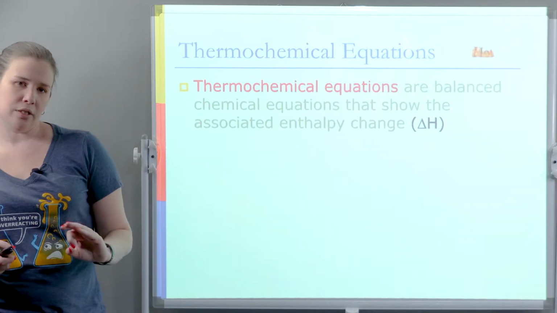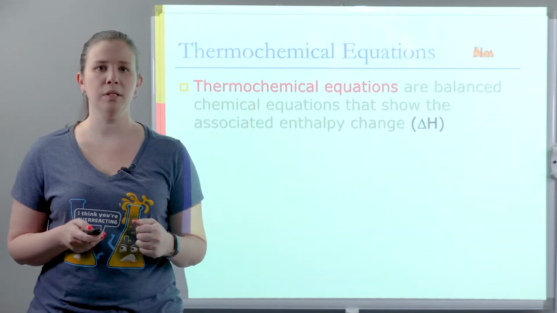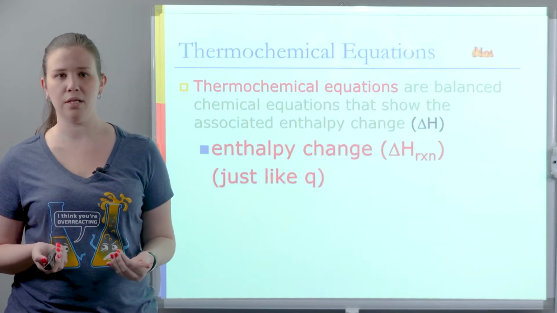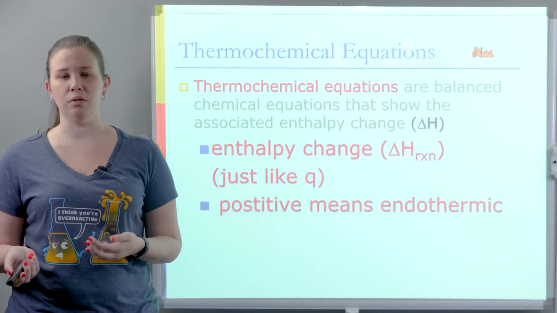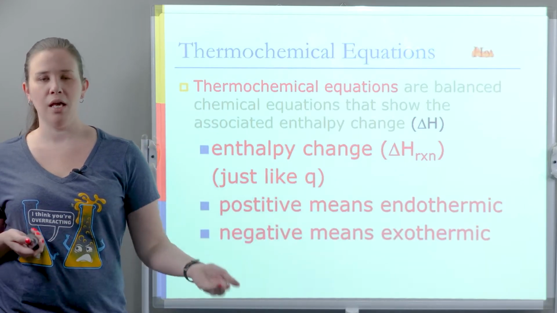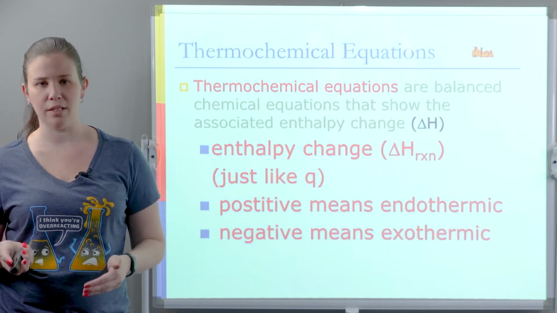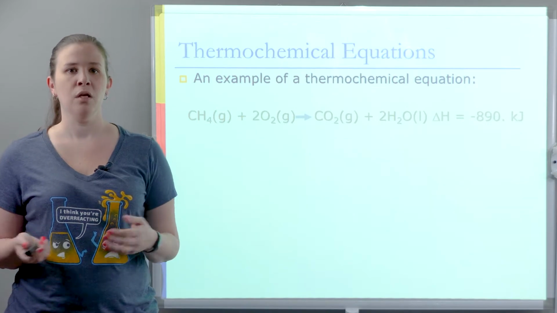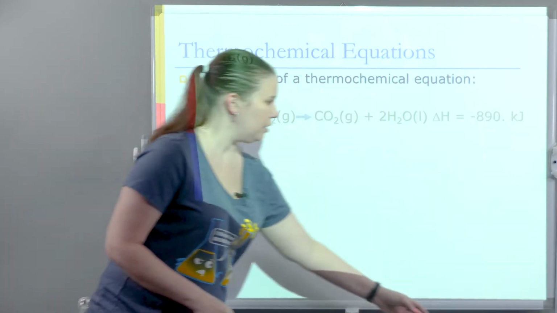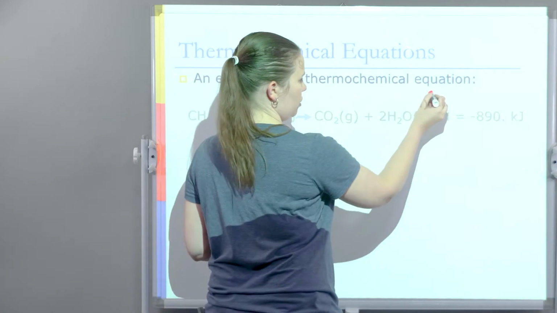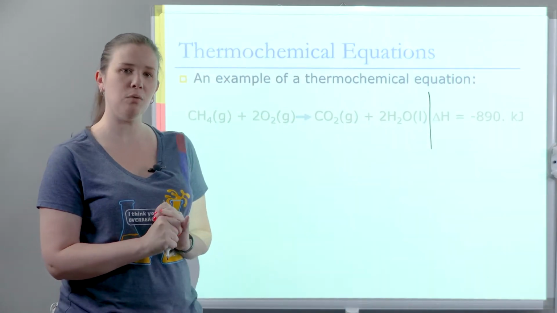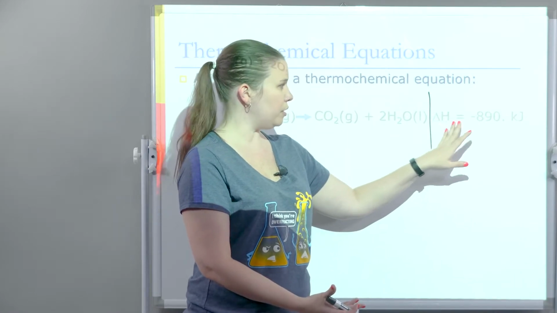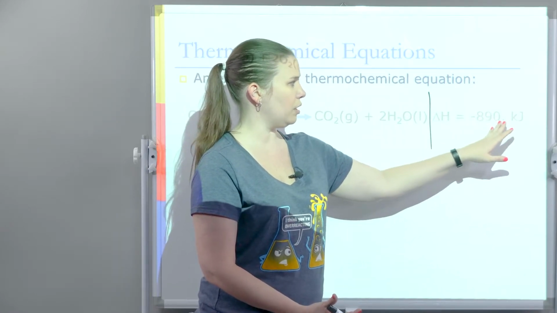All right, so let's focus on these new thermochemical equations. Basically, it's a balanced equation that includes the enthalpy, that includes the delta H. And the sign is just like Q. If it's a positive delta H, it's endothermic, and a negative delta H would indicate that it's exothermic. So here's an example of one type of thermochemical equation. Off to the right-hand side, notice how the chemical equation stops at one point. Off to the right-hand side, they're giving you that the enthalpy is equal to negative 890 kilojoules with three significant figures.